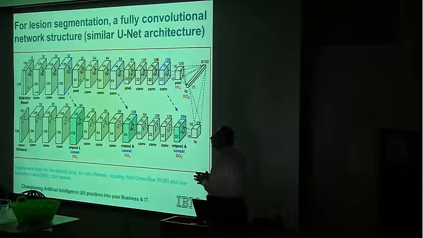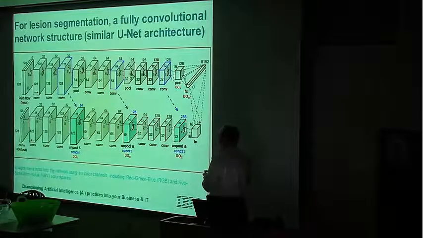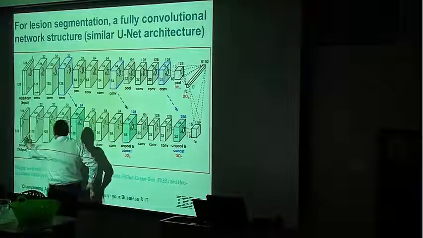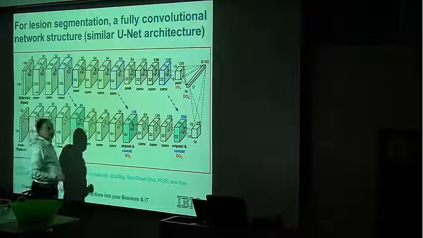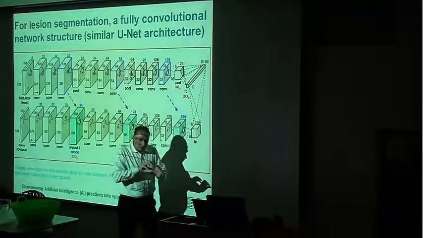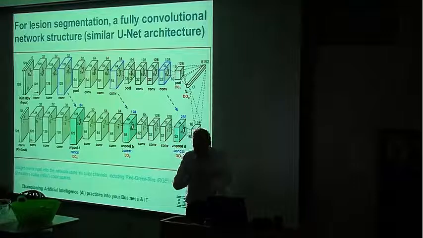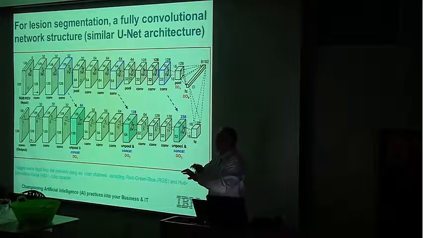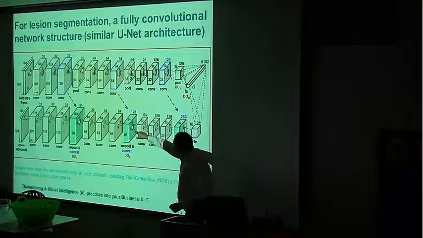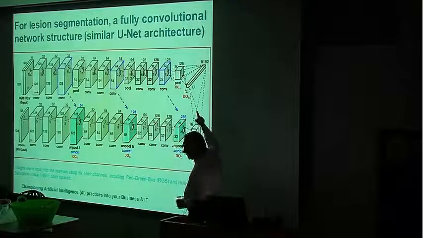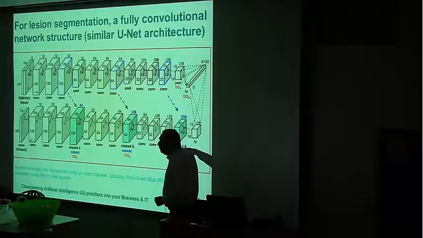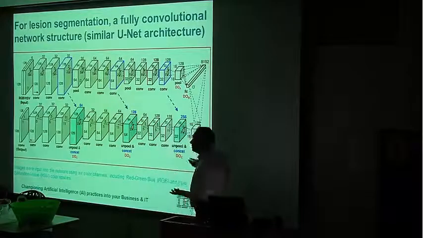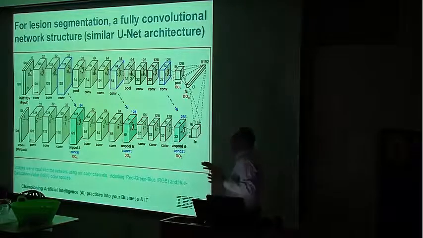Why are we doing so? Because the final result that we want to obtain is another image which shows where the cancer might be on the skin. So it's a convolutional network in this direction, and it's a deconvolutional network in that direction, which is also quite an innovation.